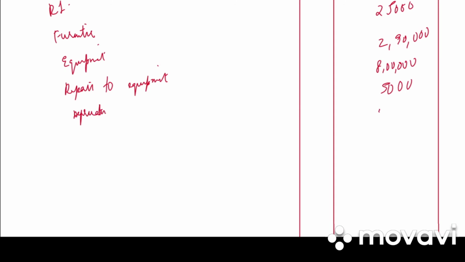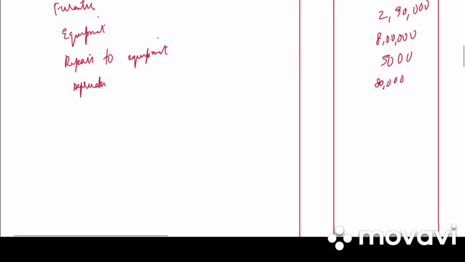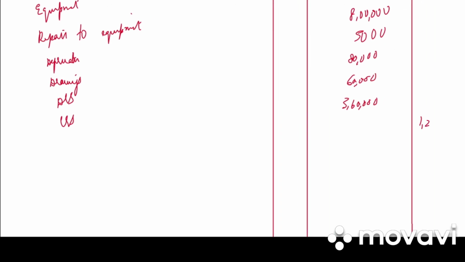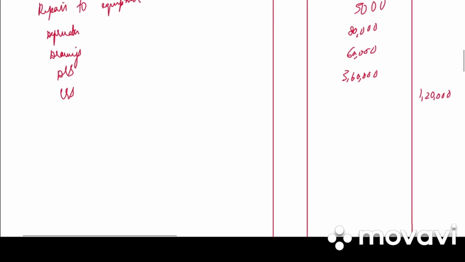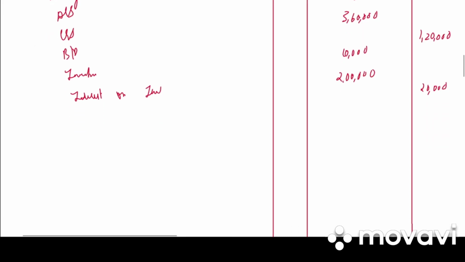Depreciation 80,000. Drawings, or you can also write proprietor's withdrawal 60,000. Debtors 3,60,000. Creditors 1,20,000. Bad debts 10,000. Investments at 10% 2 lakh. Interest on investment 20,000 credit side.